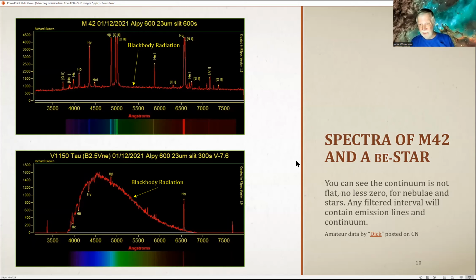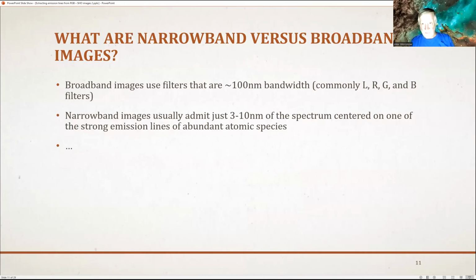Let's see. These were taken by an amateur with spectrums. Now, what's a narrow band versus a broad band image? We're going to use both of them to extract our emission line.